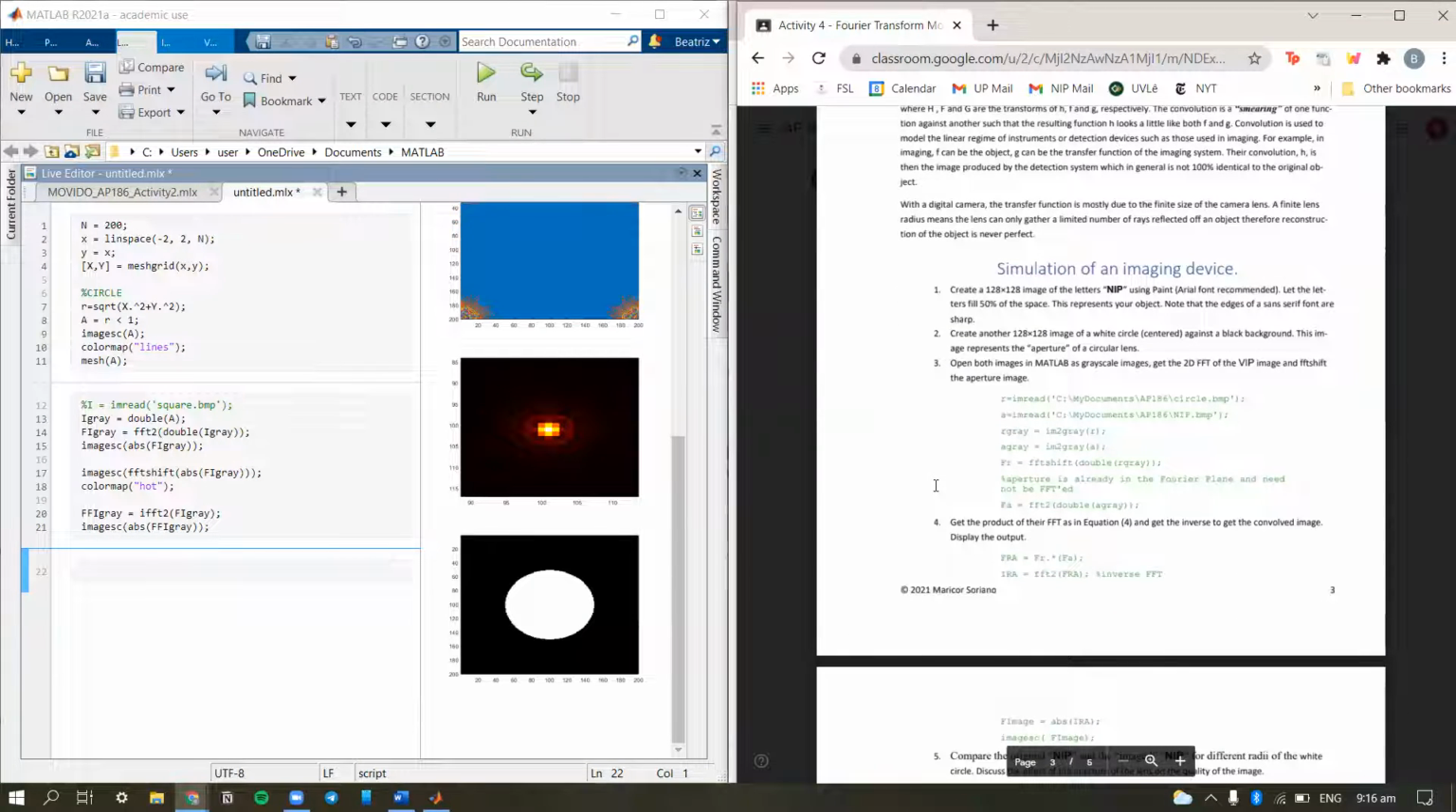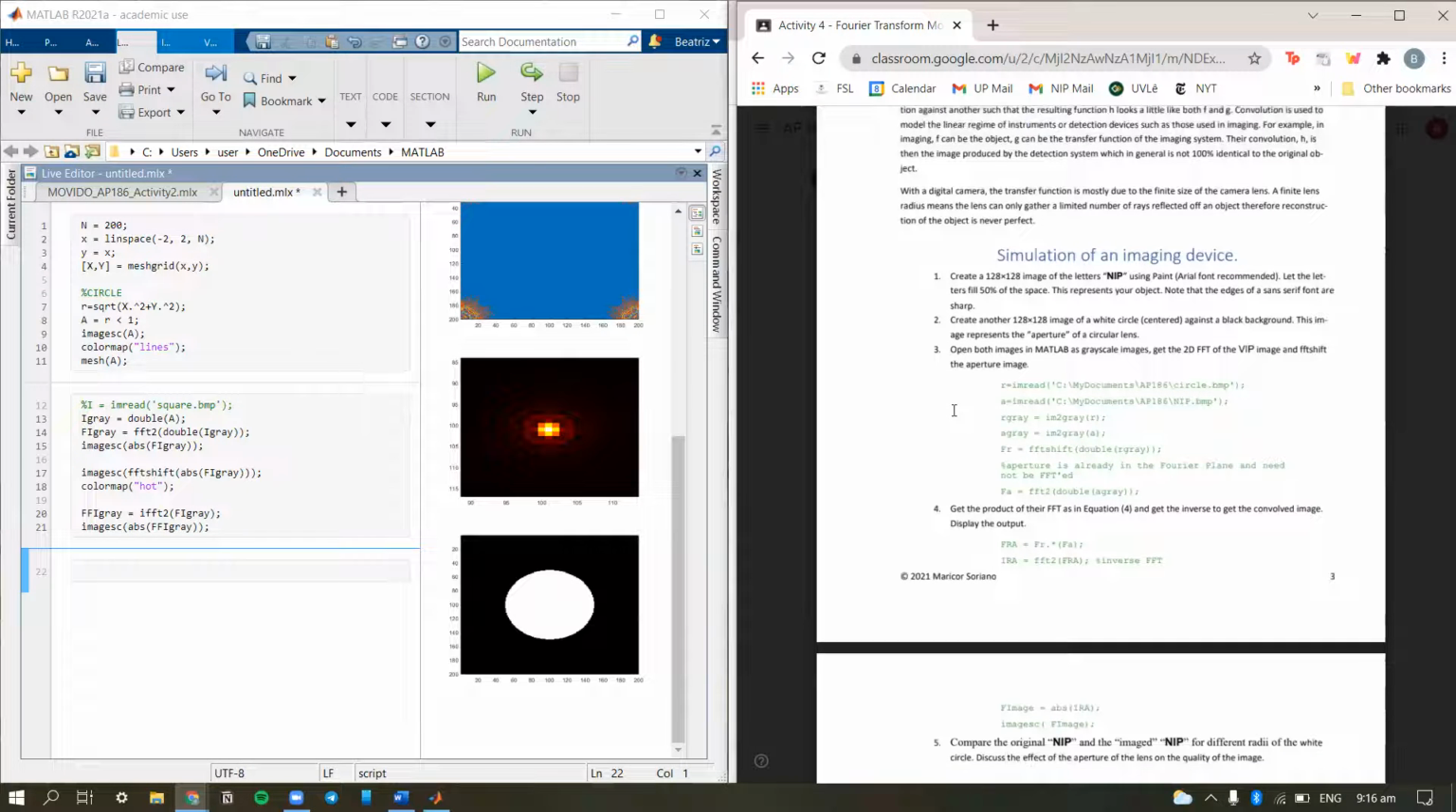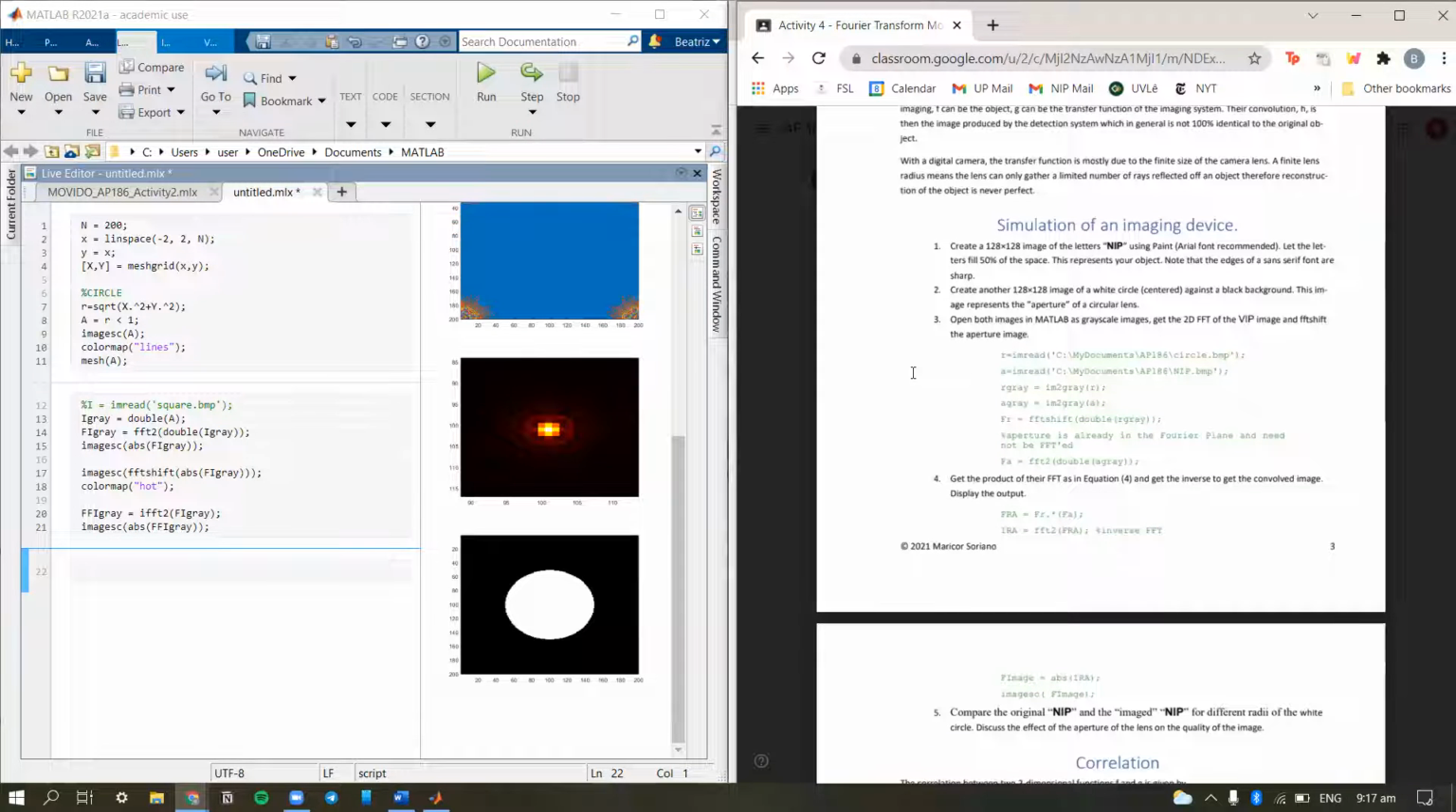The letters thing. Is the activity seen also? Is the PDF file also seen? Yeah, nice. It's in split screen, right? Okay. Ayan, simulation of an imaging device.